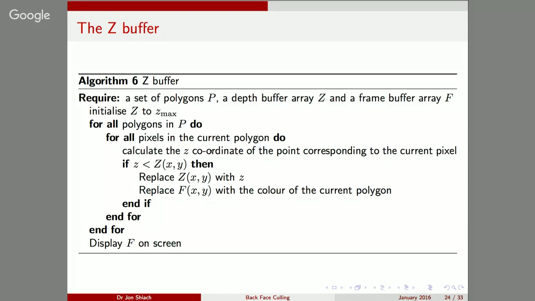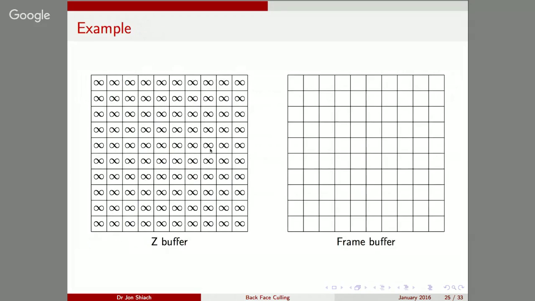Now, there's a couple of tricky things here. Here's an example. What have I got here? You've got 1, 2, 3, 4, 5, 6, 7, 8, 9, 10. About a 10 by 10 pixel array. We start with, well, I've said infinity, but you normally have your maximum draw distance. That would actually be 1 if you scaled it to the unit cube. And at the moment, your frame buffer is empty. It's blank, because we haven't considered any polygons.